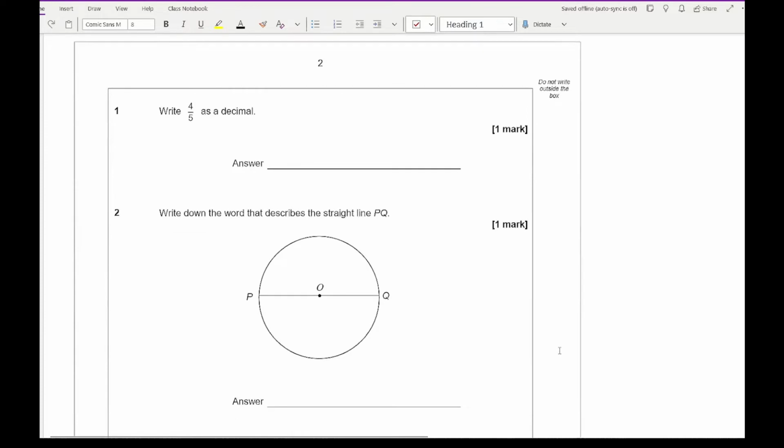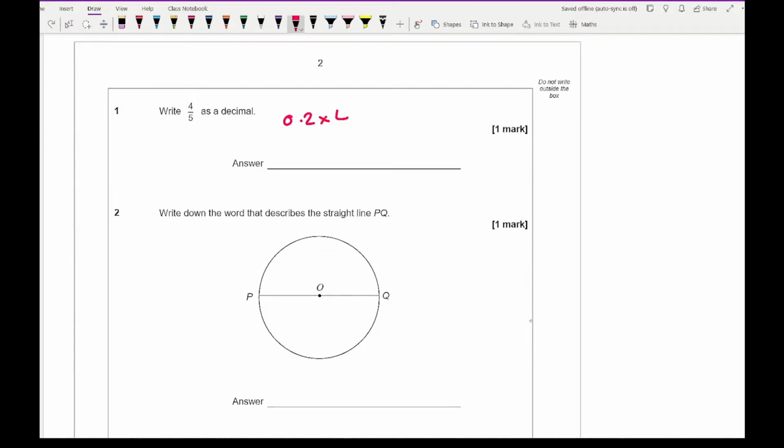So looking at question 1, it says write 4/5 as a decimal. So for this, either you recognise 4/5 as 1/5 is 0.2, so it's going to be 0.2 times 4, which is 0.8. Or alternately, you could have done 4 divided by 5. How many 5s going into 4? None. Carry the 4 over, and that will be 8. And then there is our decimal equivalent.